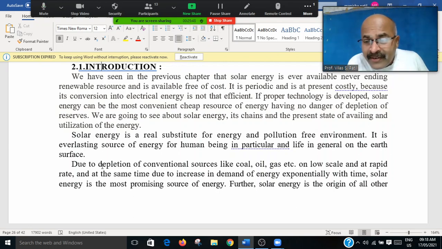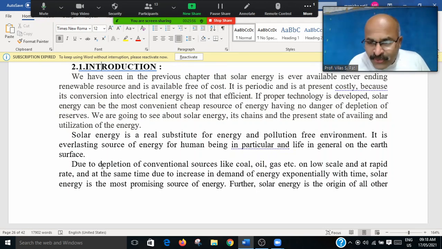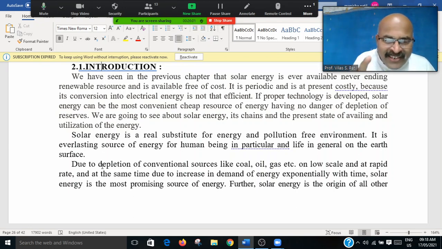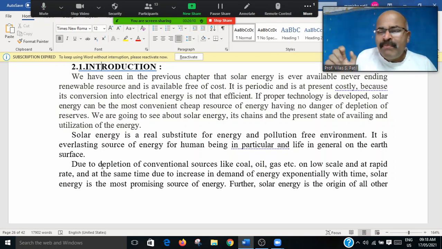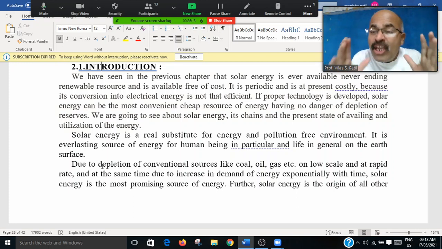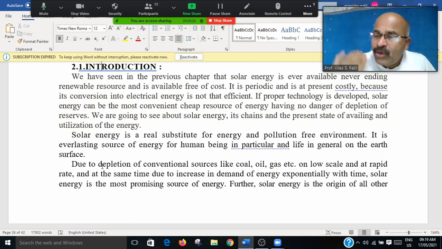Also, when the fabrication technology is developed so that it becomes affordable and inexpensive, then and only then is that source the most convenient and cheap resource of energy, having no danger of depleting reserves. It does not exhaust any of the natural resources which are used to generate electrical energy, such as coal and petroleum.